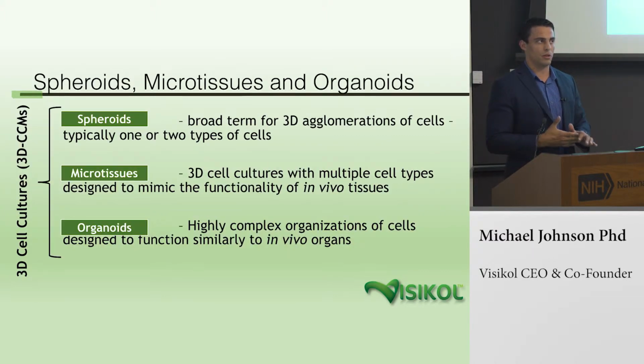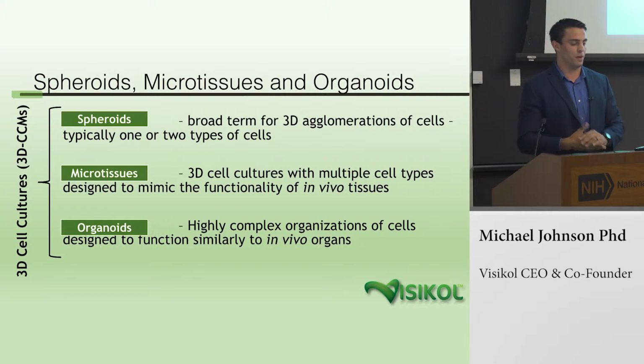Now, this is something we kind of bounce around with the nomenclature. You hear these terms all over the place out there in papers. There's not really a consensus around these terms, so I'm just going to talk through them. Spheroids, what we generally refer to as spheroids, are a broad term for agglomerations of cells, a few cells that are together in a spherical shape or so.